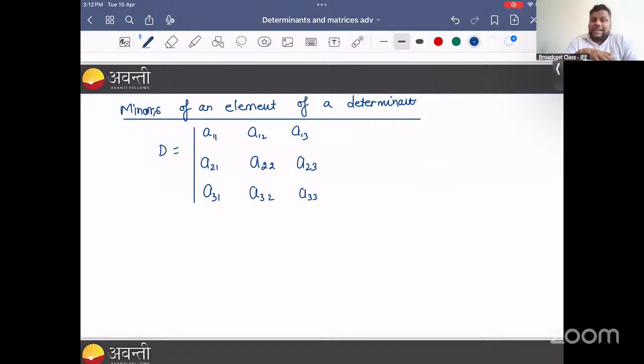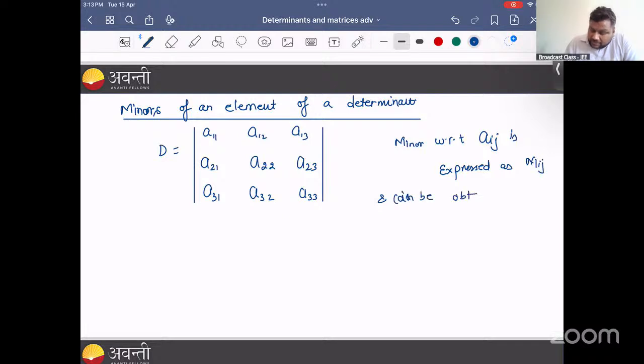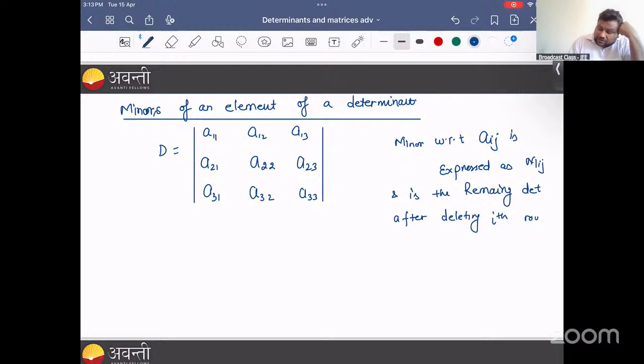Now, the minor with respect to an element Aij is expressed as Mij and is the remaining determinant after deleting the ith row and jth column.